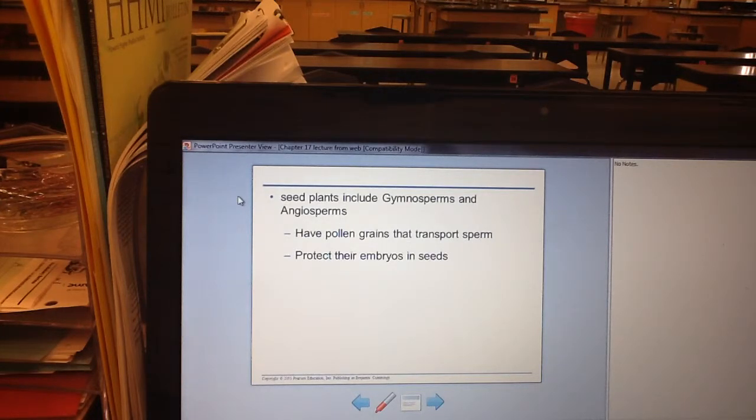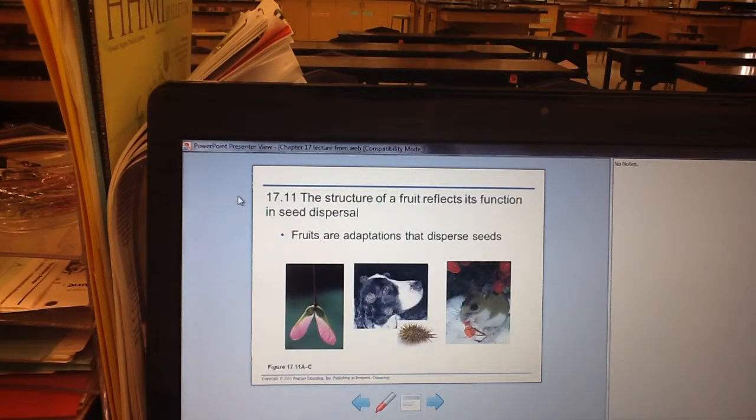They have two things: pollen grain as a way of transporting their sperm, because up until this point the sperm has been flagellated as a way of having mobility only in a water environment, and they have a way of protecting their embryos inside seeds. When we look at fruit, we can see its function as being used for seed dispersal.